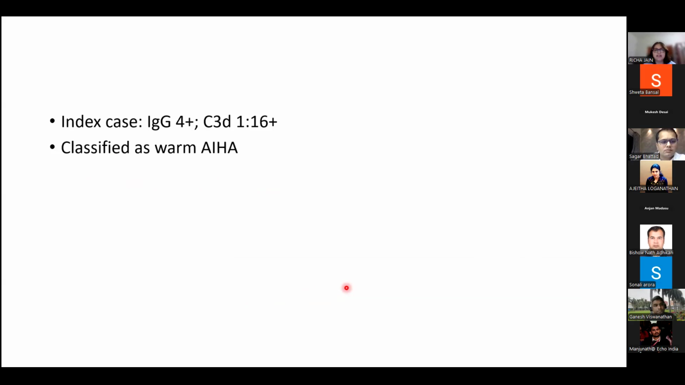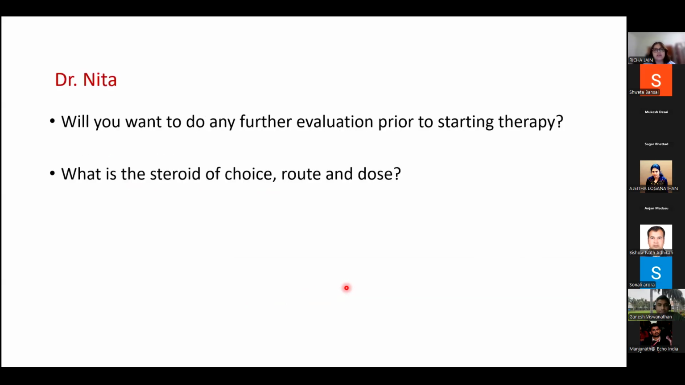So in this index case, we classified this child as a warm AIHA because further testing with monospecific agents showed an IgG positivity of 4+ and C3d positivity of 1:16. So Dr. Neeta, I'll take your inputs here on what further evaluation you will do before we initiate therapy on her. Please keep in mind that this is an emergency situation. Steroid is still the first choice of drug usually. So what is your steroid of choice while treating such a child? What dose and what route would you use? Yeah, so I'll just quickly go through the list of investigations.